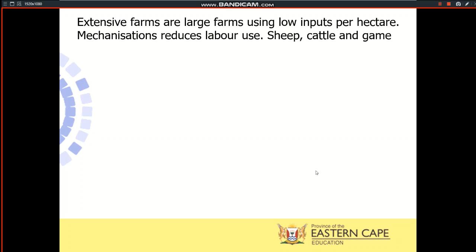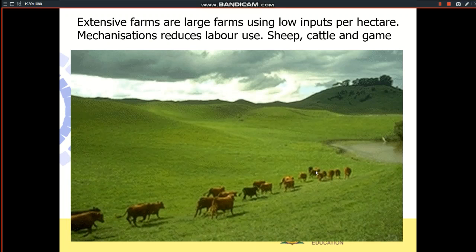Extensive farms are large farms using low inputs per hectare. Mechanization reduces labor use. Sheep, cattle, and game farm. This is extensive farms, right? And therefore, you also need to know what we refer to as extensive farming.